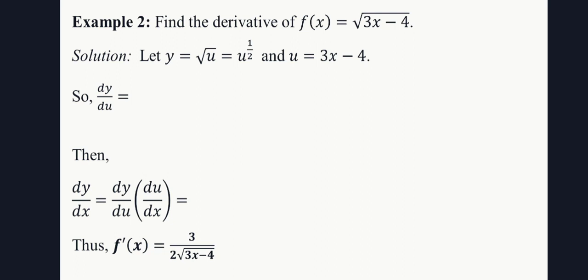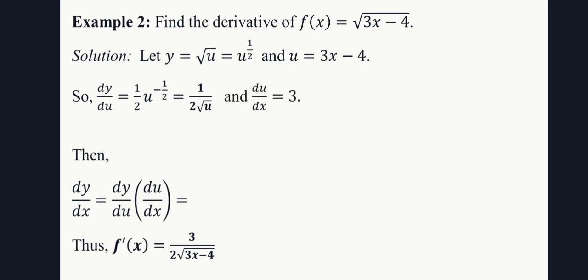So, kukunin natin yung derivative ng y natin. That is dy over du. So, what is your derivative of y? So, ulitin lang natin, yung y natin is u raised to 1/2. So, applying the power rule, yung derivative ng y natin magiging ano? That is drop the exponent, and then subtract the exponent by 1. So, therefore, derivative of y is 1/2 u raised to negative 1/2. So, dapat wala tayong negative exponent. So, simplify natin. The answer is 1/2 square root of u.